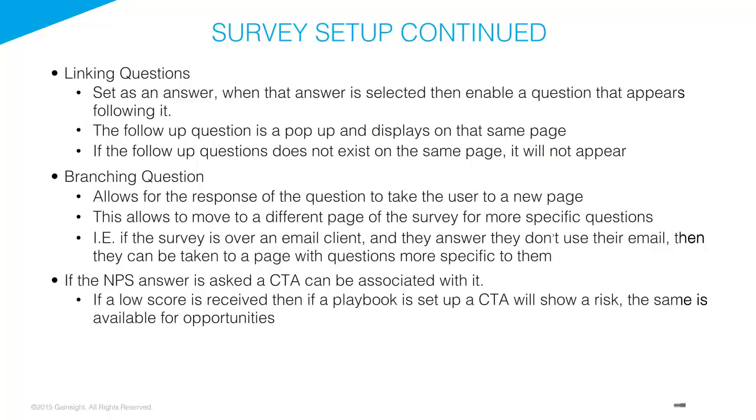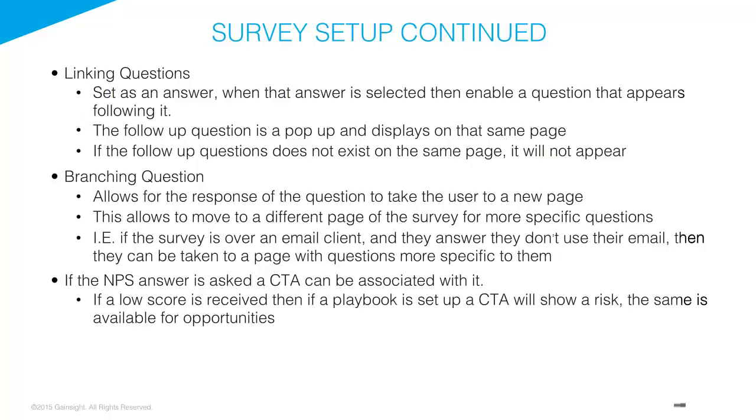Branching questions allow for a response of a question to take you to a new page with more specific questions. For example, let's say that I'm doing a survey which I ask, which desktop email client do you use? Outlook, Mac, Thunderbird, or I don't use an email client, and they answer, I don't use an email client. Then they can be branched or taken to a page with questions more specific to them, such as do you use Gmail, Yahoo, Microsoft Live, etc.